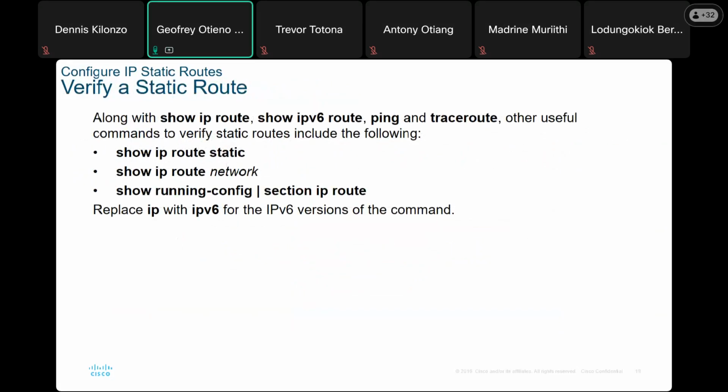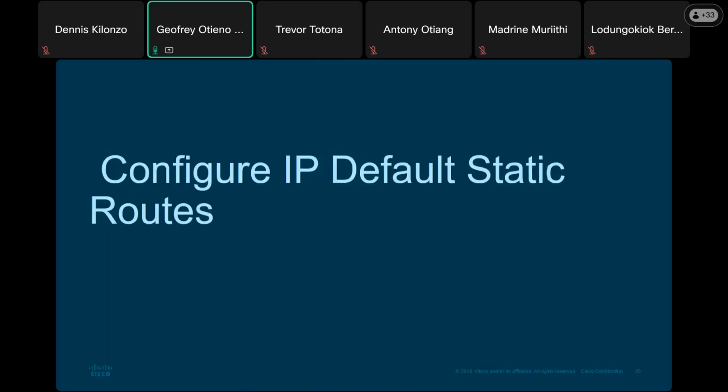So for verification, you can use the commands show ip route static, show ip route network, show running-config | section ip route, just to confirm your configurations. It depends on the version of the address that you have there.